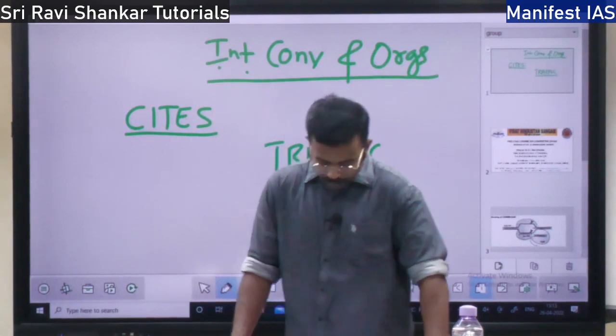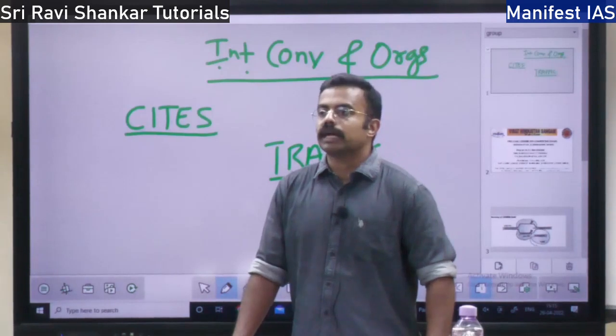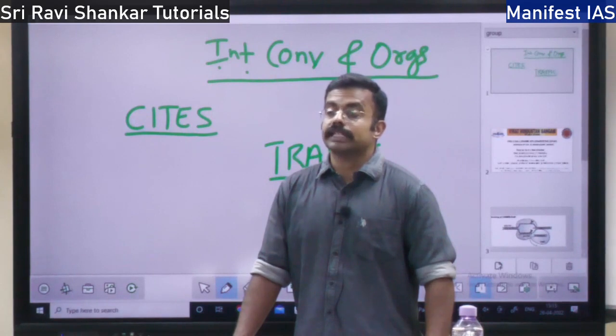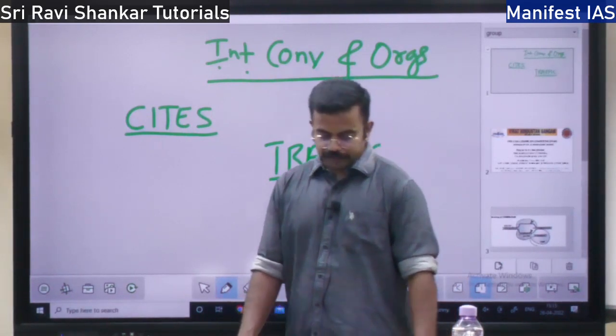But it doesn't completely prohibit the trade; it says whatever the trade of animals and birds or plants, it should be sustainable. So development also is required, but conservation is also required. That is what this speaks about.